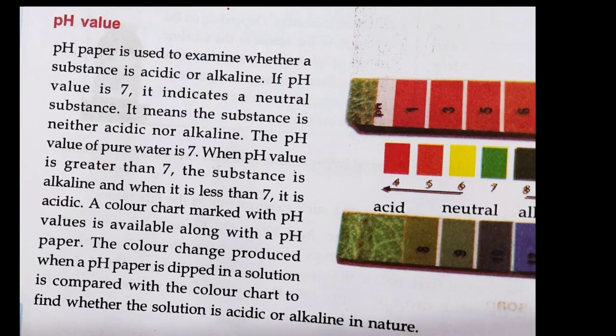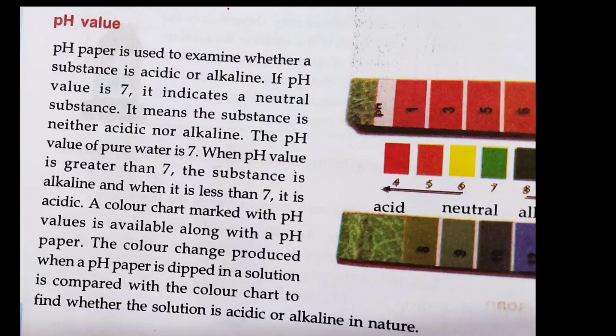A color chart marked with pH value is available along with a pH paper. The color change produced when a pH paper is dipped in a solution is compared with the color chart to find whether the solution is acidic or alkaline in nature.